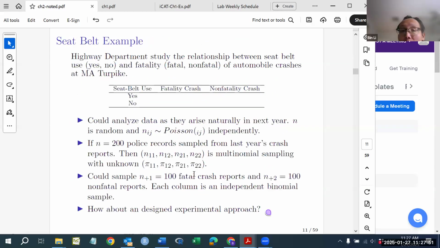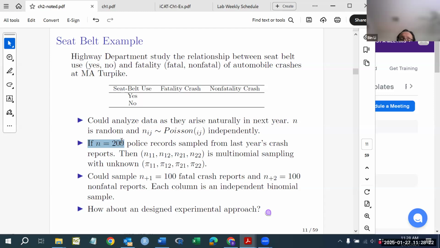Because we don't know the total number of car crashes we will have. We cannot tell how many car crashes we will have in 2025 because it hasn't happened yet. So in this case, we should use a Poisson distribution, with the appropriate parameters.